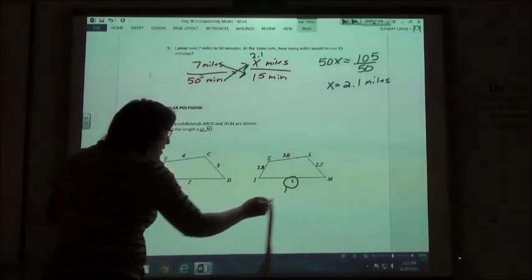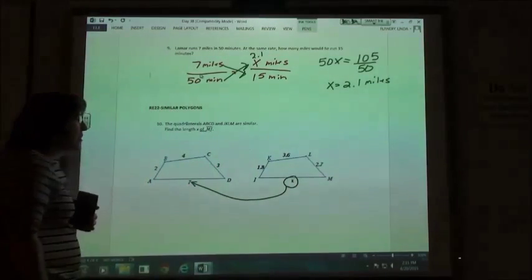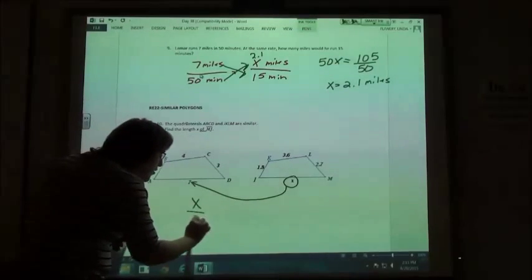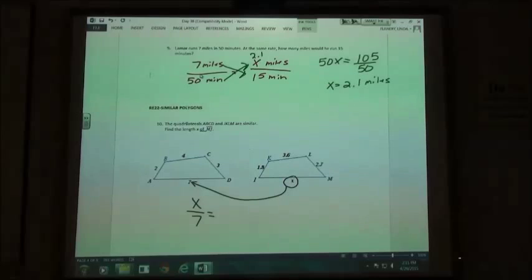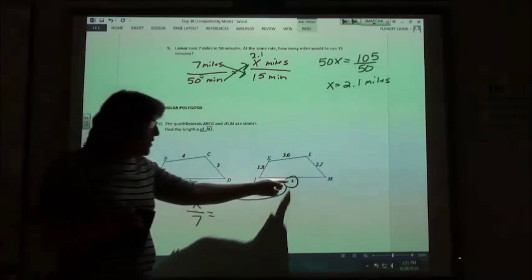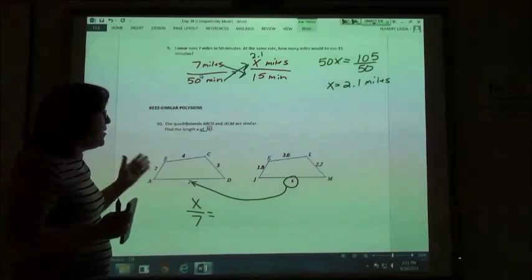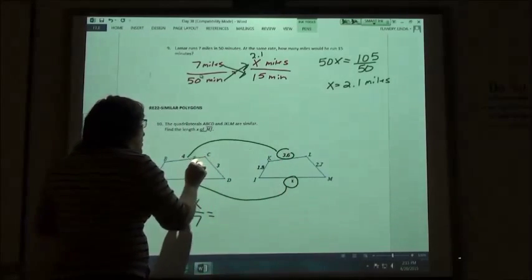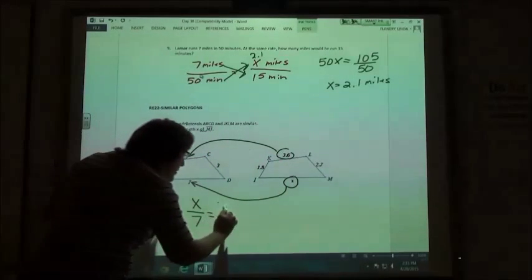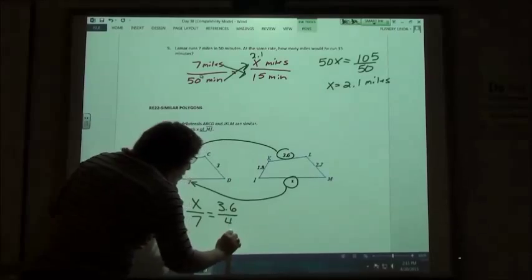X corresponds to 7 over on this shape. So x over 7 has to equal something else. I'm going to pick one of the numbers on the same shape as the x, since I started with the x here. Doesn't matter which one you pick. For example, I'm going to pick the 3.6. 3.6 corresponds to 4. So 3.6 over 4.